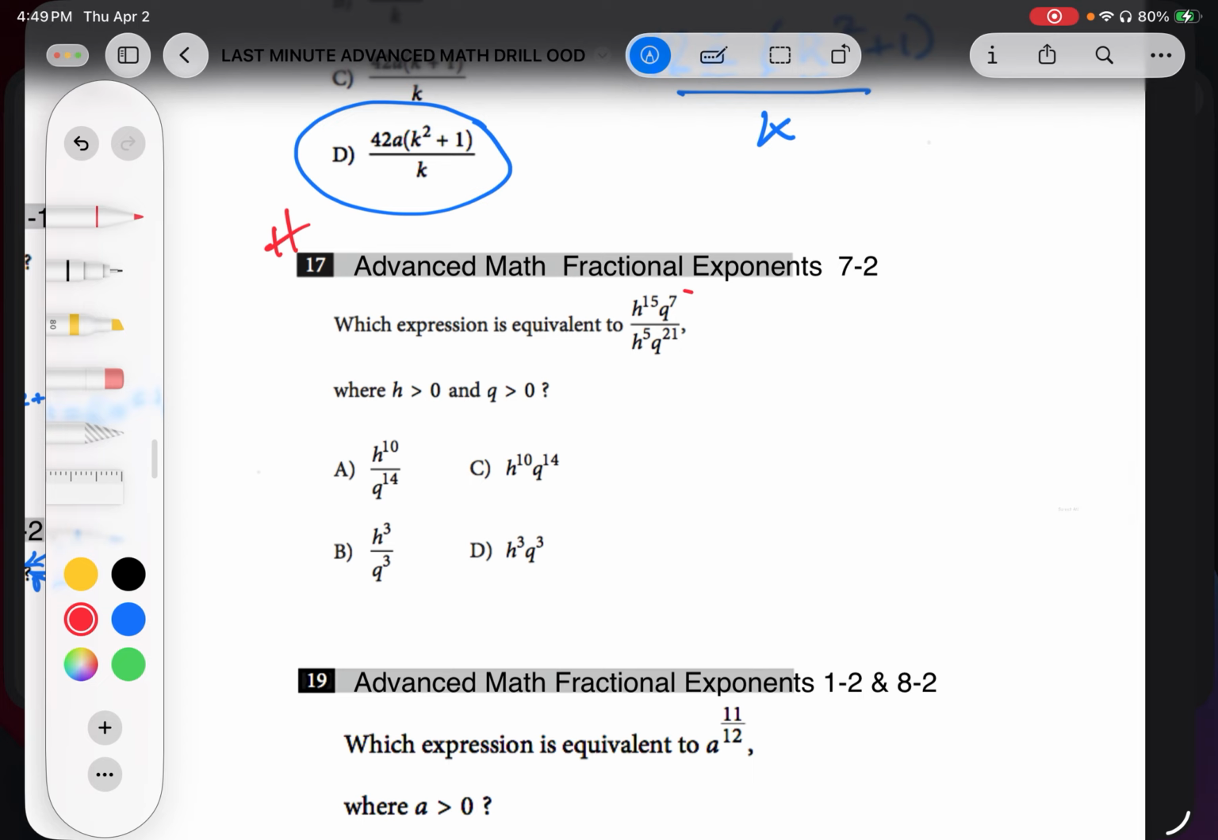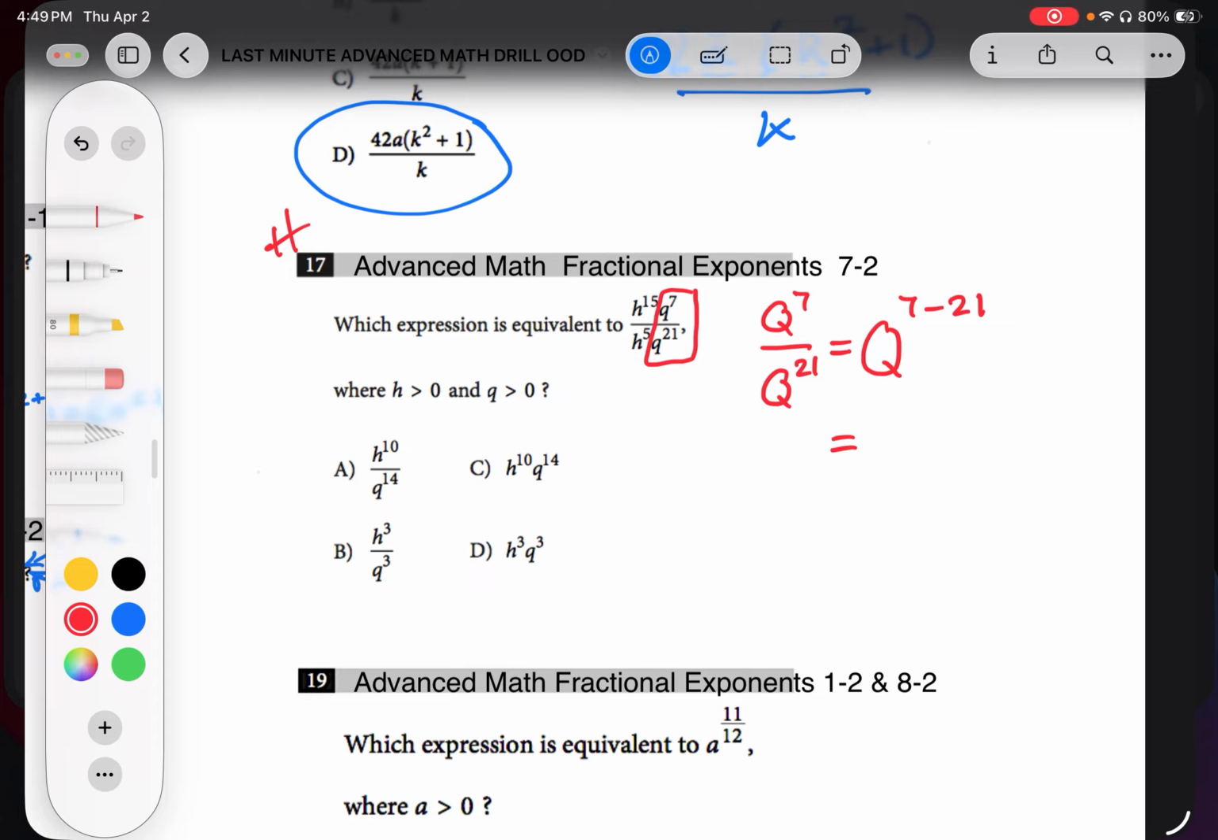Here we go. If I took q to the 7th over q to the 21st, let me just write it to the side. q to the 7th divided by q to the 21st power is the same as saying q to the 7 minus 21. Remember, when multiplying with like bases with different exponents, we would add the exponents. In this case, when you're dividing, you're going to subtract the exponents.